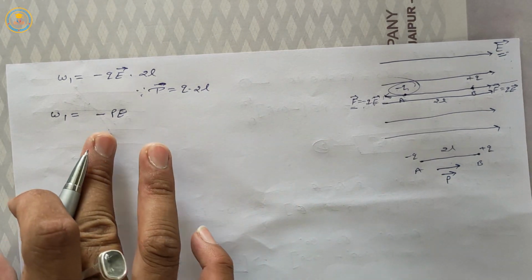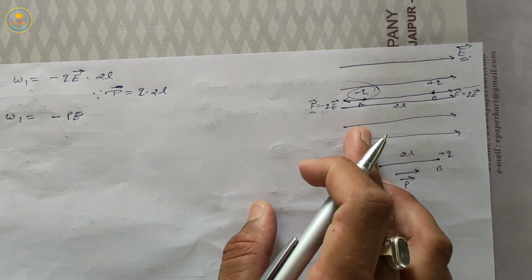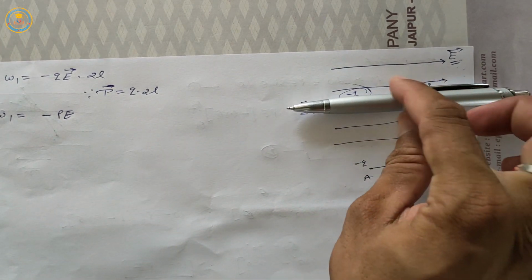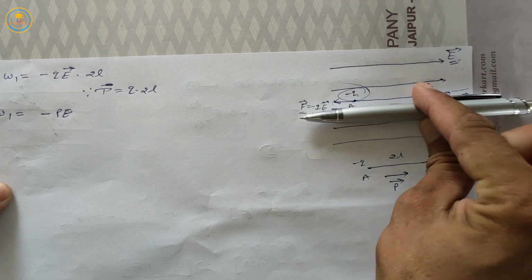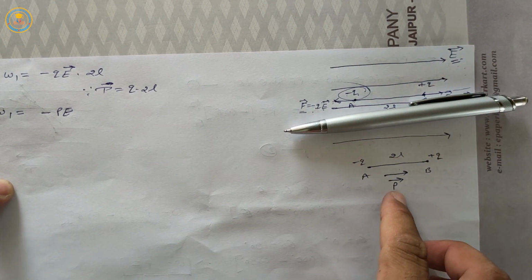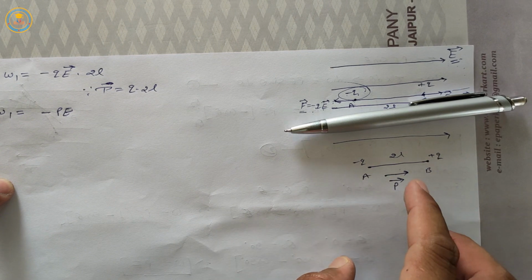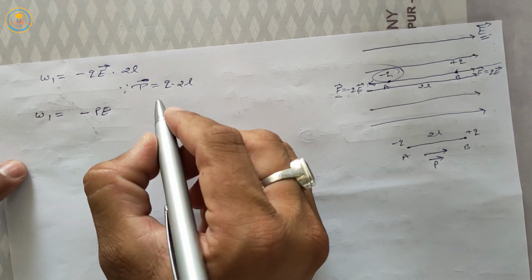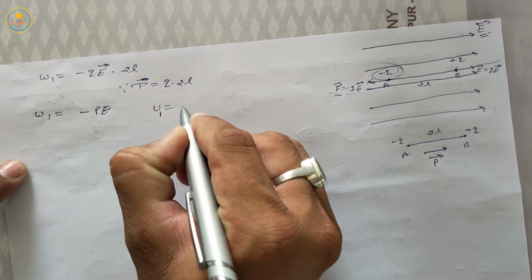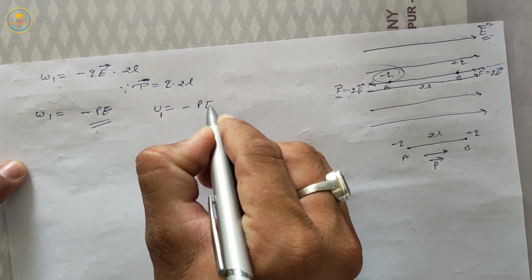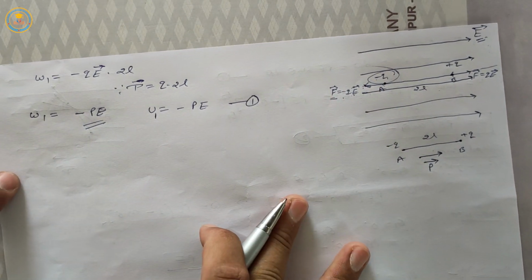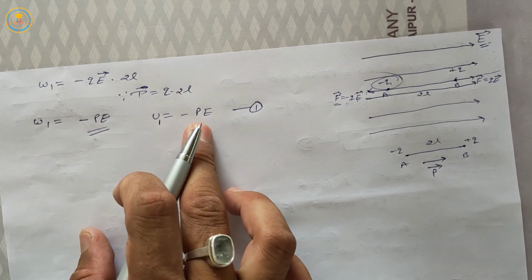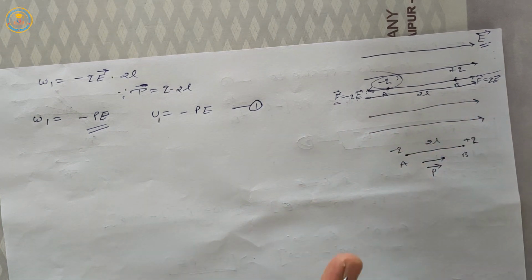potential energy. So this is the potential energy of a dipole parallel to electric field E vector. It means if you bring the electric dipole in such a way that the direction of the electric field and the direction of the electric dipole moment are the same, then in this condition the electric potential energy U1 is equal to minus pE. This is equation number 1. This is the potential energy of an electric dipole placed parallel to the electric field.